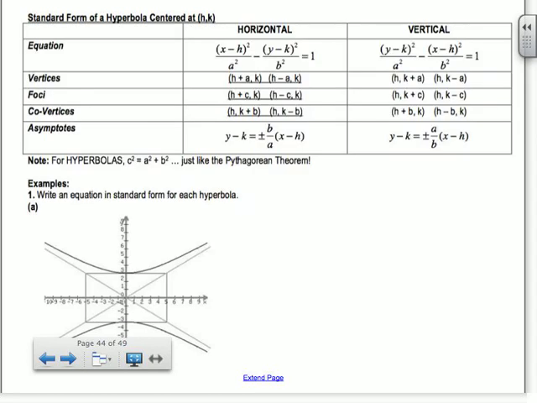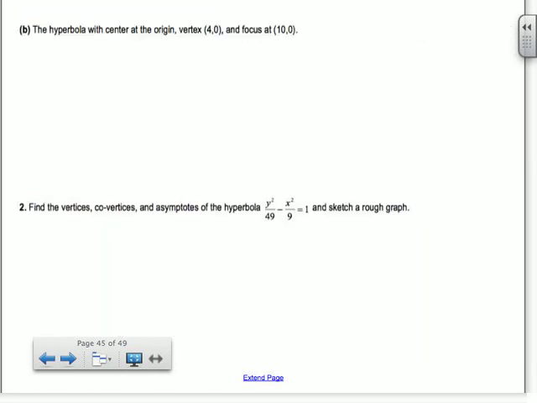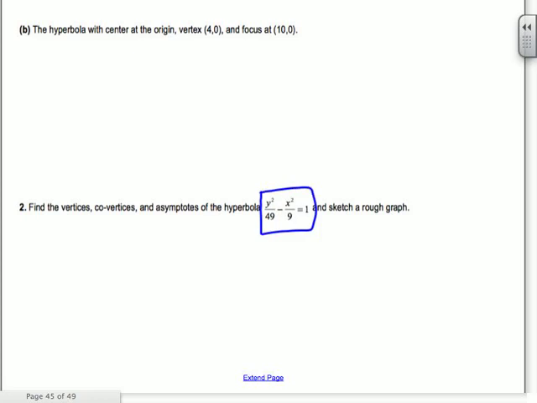So let's go ahead and draw this one. y squared over 49 minus x squared over 9 equals 1. First of all, is my hyperbola going to be vertical like this or horizontal like this? Vertical or horizontal? Which came first, x or y? Y. So it's going to be one like this. That's the first thing you need to think about. So it's going to be vertical. You're going to have something like that.